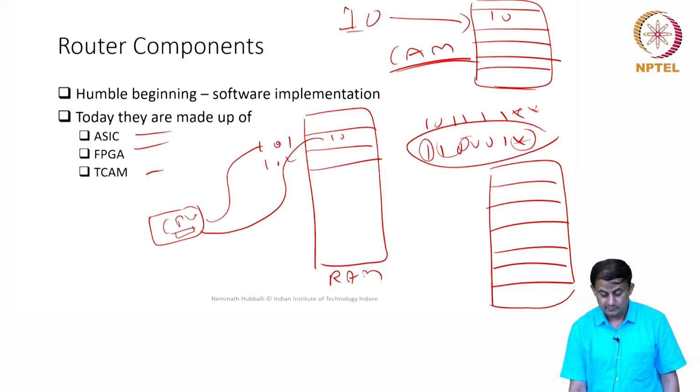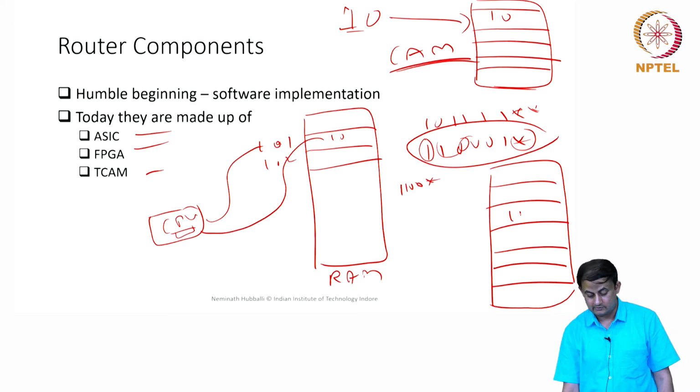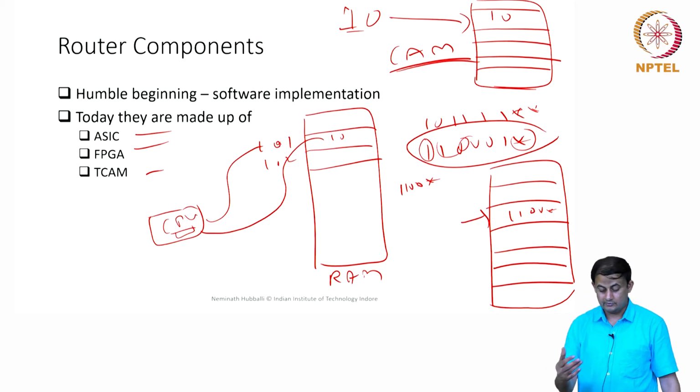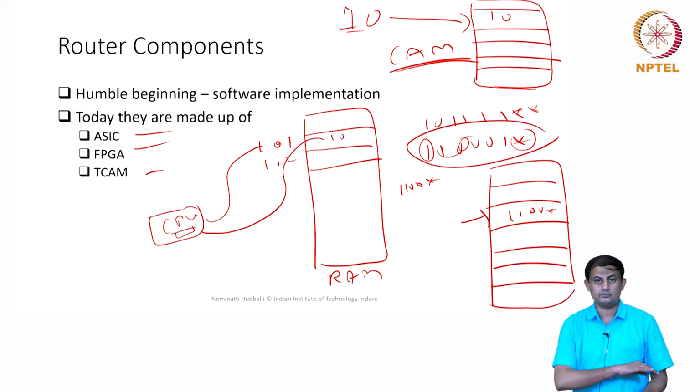So I am looking for 1100 star. Can you find out? So it can quickly go and find out, okay, 1100 star is here. So what is its next hop, on which port number do I need to forward this? It can quickly come back and tell you, so that you can make the forwarding decision.